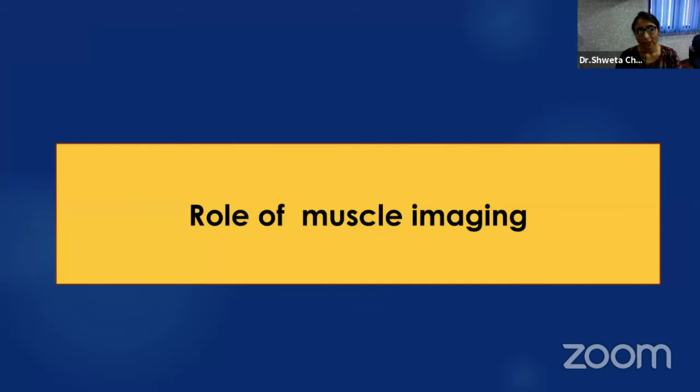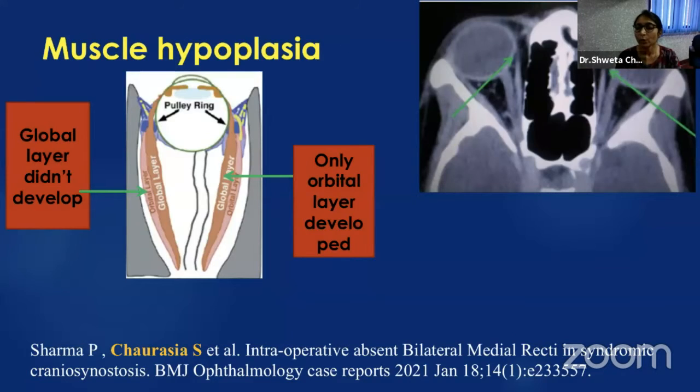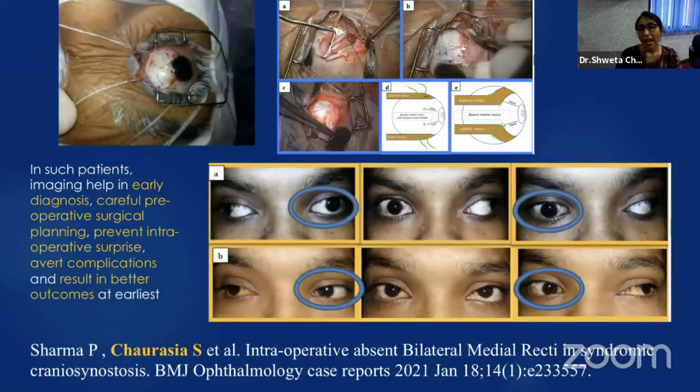Then the role of muscle imaging. Again, this is a picture showing a 16-year-old female with large exotropia and adduction deficit. MRI orbit showed a hypoplastic medial rectus, but when you do an axial scan, you see there is an absence of global fibers. So now you suspect that the muscle could be absent intraoperatively, and that was the case here. We found it intraoperatively, and things could be planned beforehand. So it helps in early diagnosis, preoperative planning, prevents intraoperative surprise, and avoids complications, resulting in better outcomes.